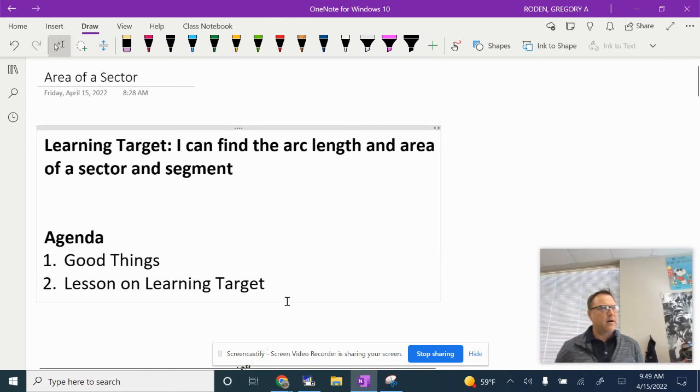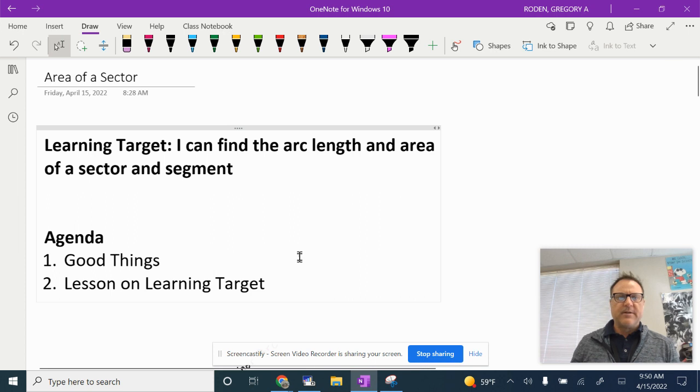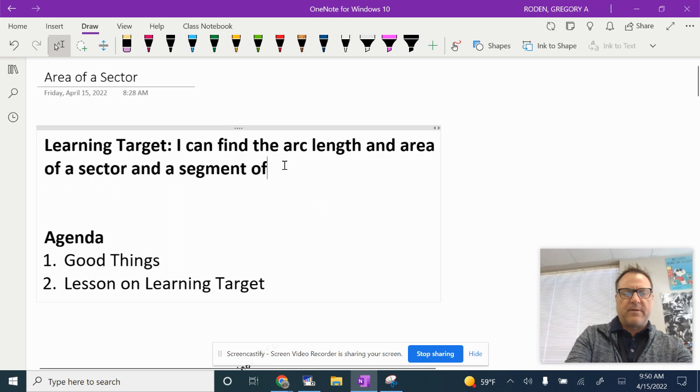Okay, guys, so our learning target today is: I can find the arc length and the area of a sector and a segment of a circle. So we've got a lot to learn today.